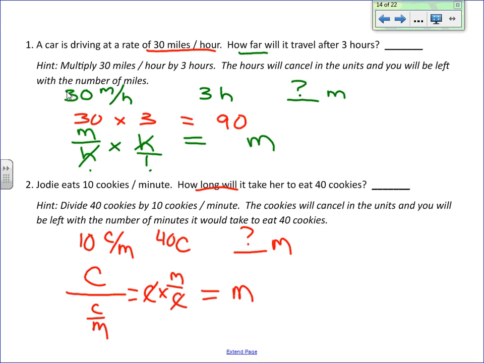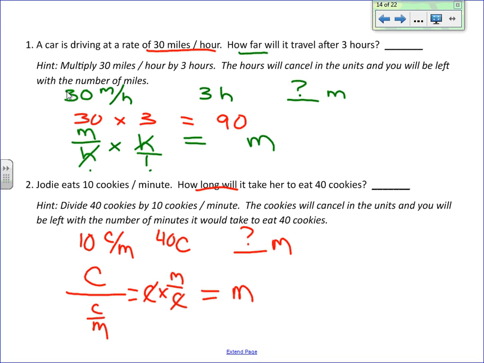All right, that's a lot of cookies. In 1 minute, she'll eat 10, which means in 2 minutes, she'll eat how many? 20. In 3 minutes, she'll eat 30, which means how long will it take her to eat 40 cookies? 4 minutes. Two totally different ways to approach the same problem. Either just think about what the numbers mean, or you could do algebra. Whichever one you want to do.